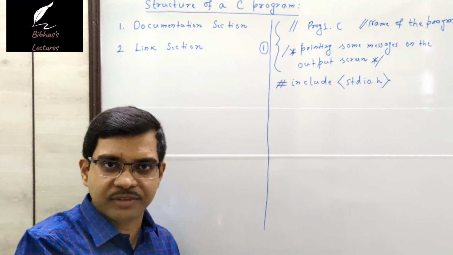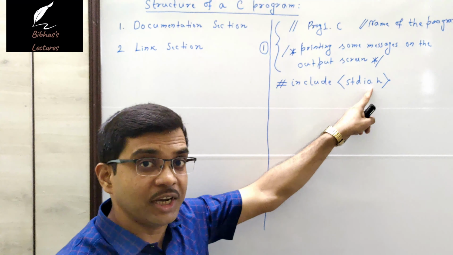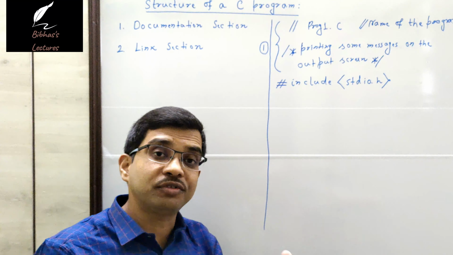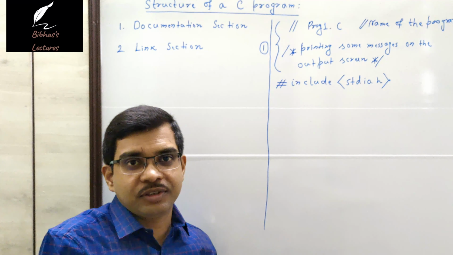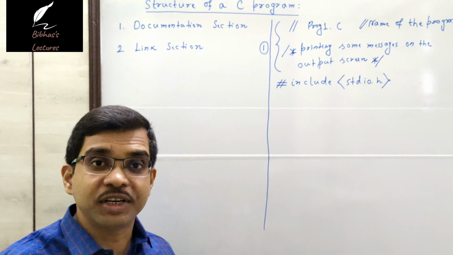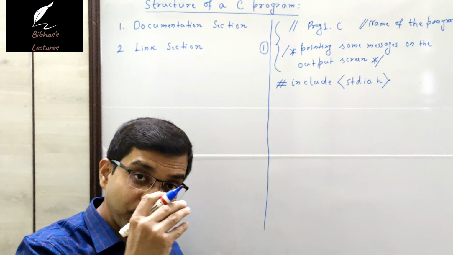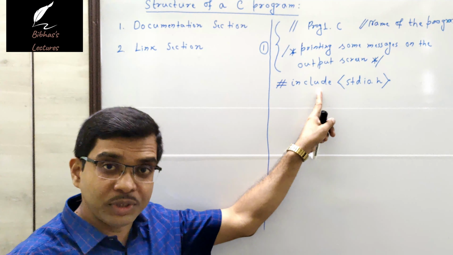System defined functions. What kind of functions? Which header file are we including? stdio.h, standard input output header file. So we are going to use some system defined input output functions. Since we are going to use the functions of the system, which is the property of the system, we need to take the permission of the system. That's why we are including this header file.